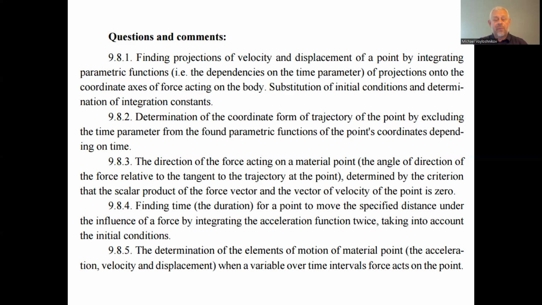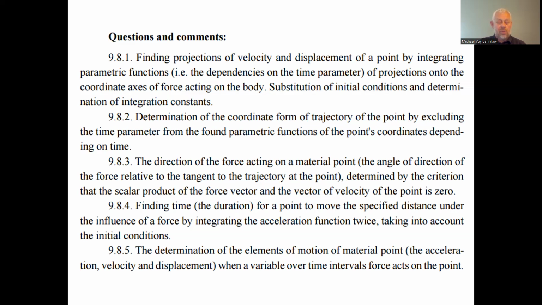9.3: the direction of the force acting on a material point, the angle of direction of the force relative to the tangent to the trajectory of the point, is determined by the criterion that the scalar product of the force vector and the vector of the velocity of the point is zero. We can do that as the scalar product is equal to the product of the magnitudes of the two vectors by the cosine of the angle between these two vectors. Then the product is zero if either of these two vectors is zero or the cosine is zero.